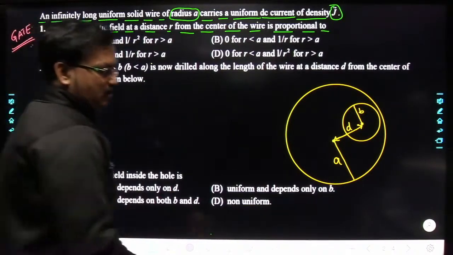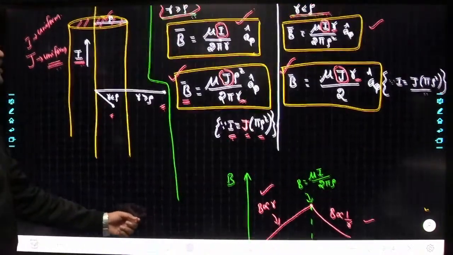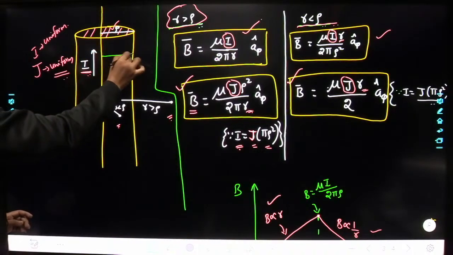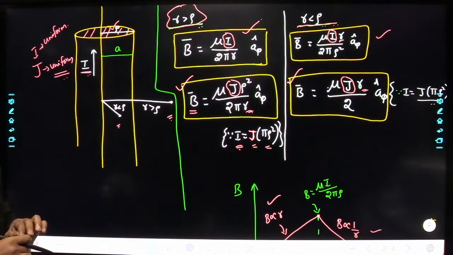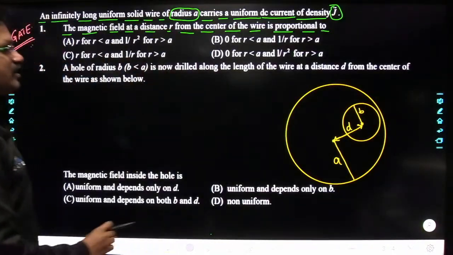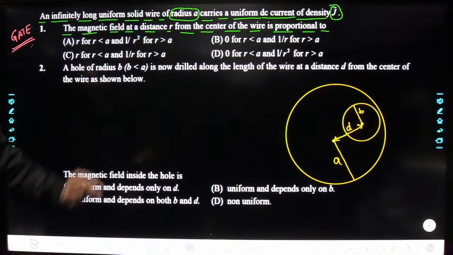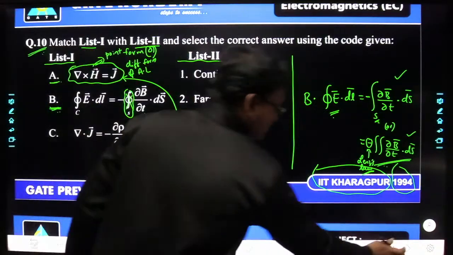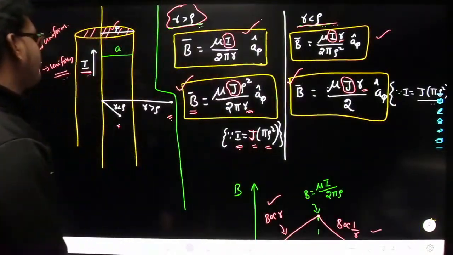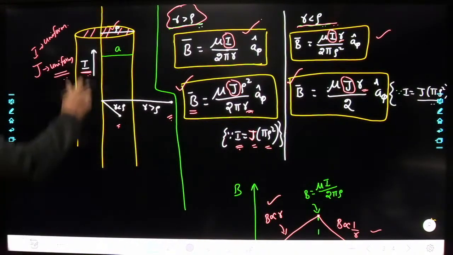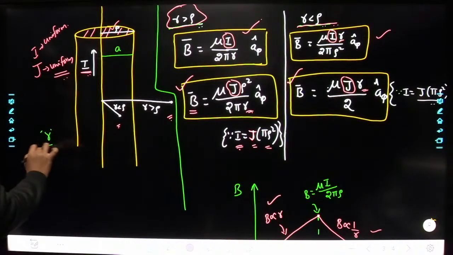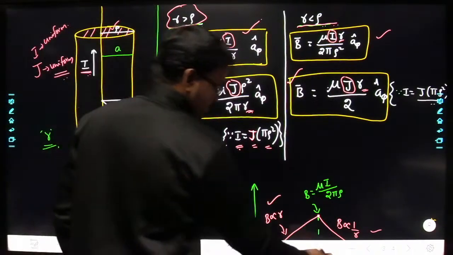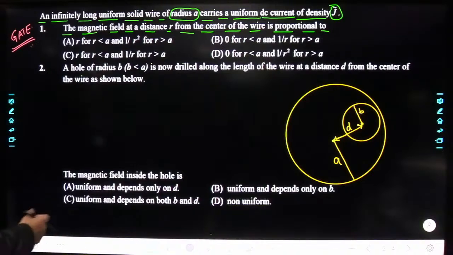So they have given some cylindrical wire of radius A. Instead of rho, you are having the radius as A. That's what they have given. So for this cylindrical wire, they are asking the magnetic field at a distance r from the center of the wire. See, from the center of the wire means what? From the axis of the wire. So r is measured from the axis of the wire. That's what they mean. Understood? Okay. So now they have given the options here.